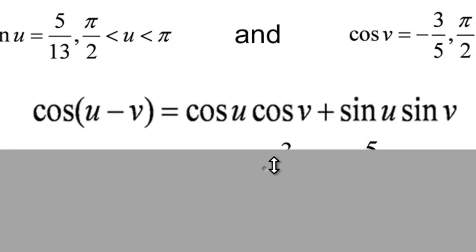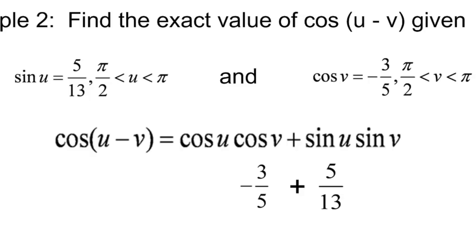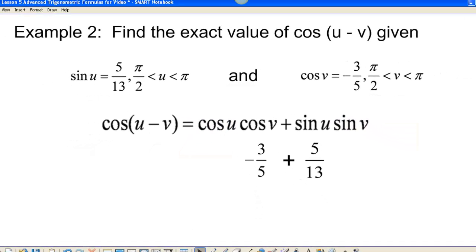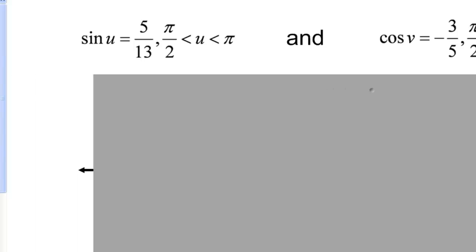Now, the only information I know so far is I know that the cosine of v is negative 3/5 and the sine of u is 5/13. What I don't know is the cosine of u and the sine of v, and I have to figure that out. So how do I figure that out? Well, let's take a look and make a triangle.